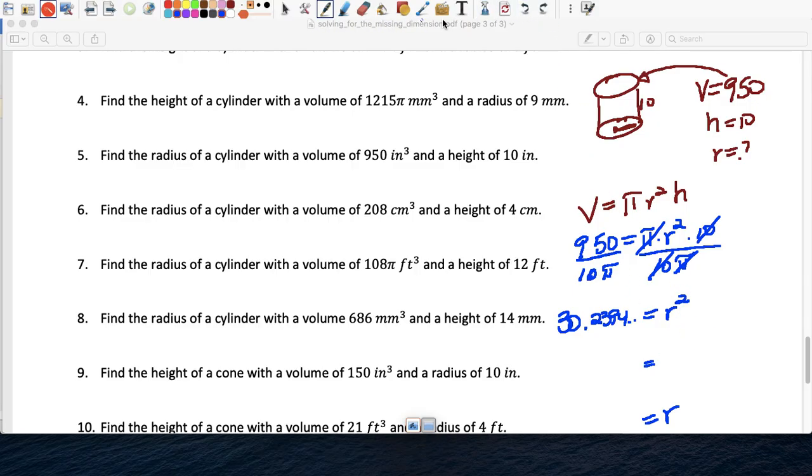Instead of doing it there, I can just do it on the same line. So we're going to take the square root of this. We'll take the square root of this.